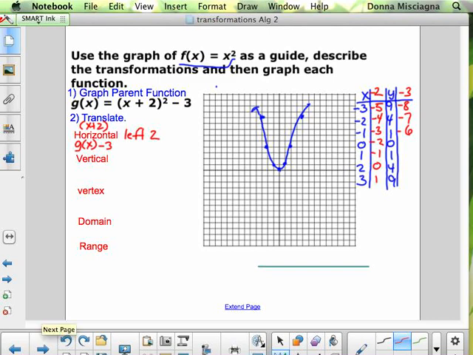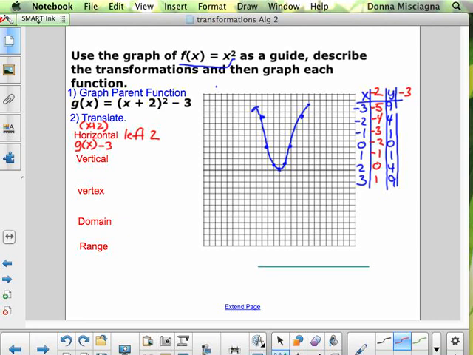Oh, wait, sorry. Ignore that. I guess I'm getting tired. It's after school. I'm looking at the red column and not the blue column. I'm not supposed to add or subtract to the transformed x values. I'm supposed to add and subtract from the y value. So in this case, I'm subtracting 3 from the y values.